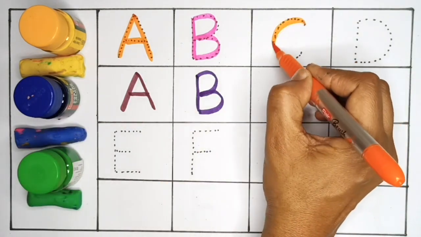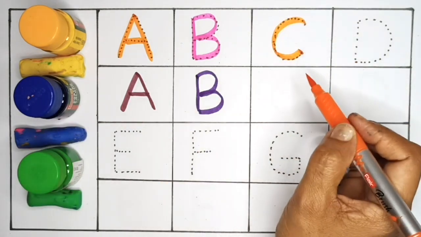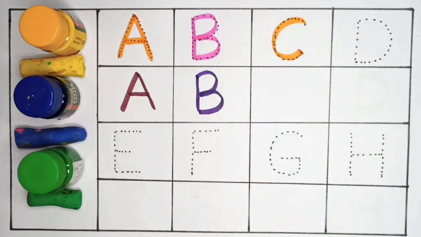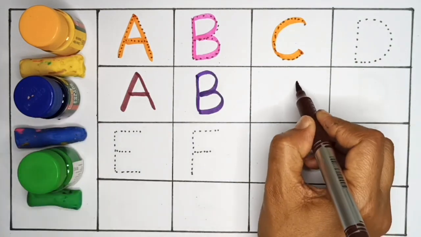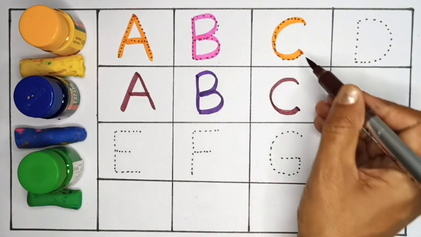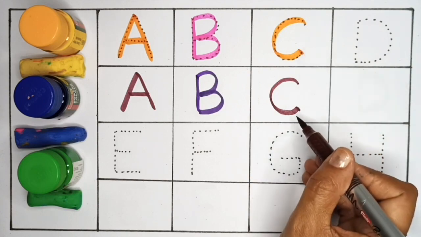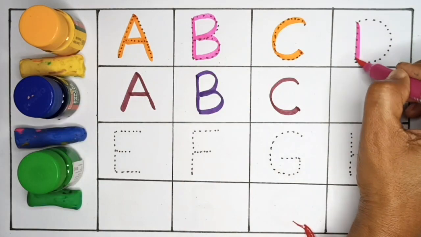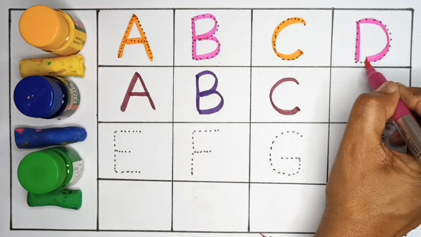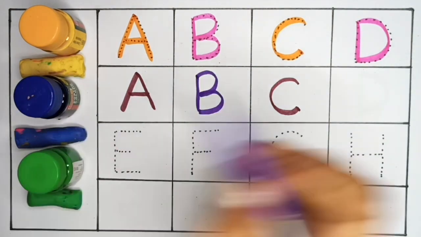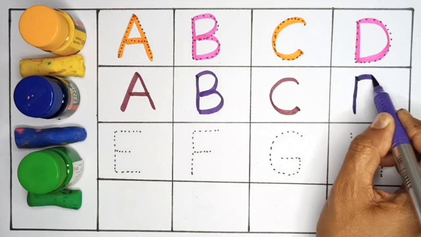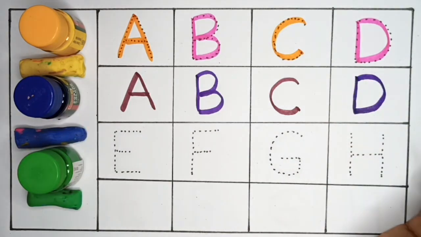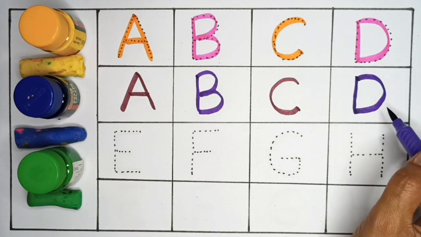C. C for cat. C for cat. C. D. D for dog. D for dog. D.